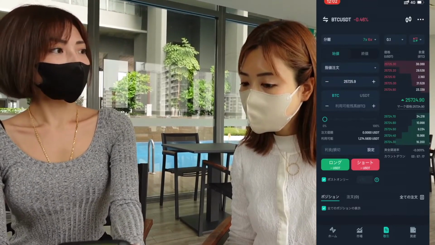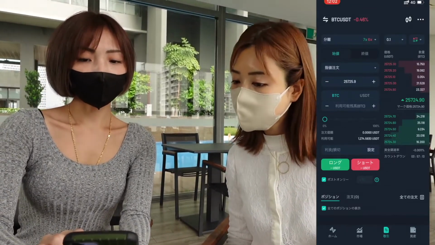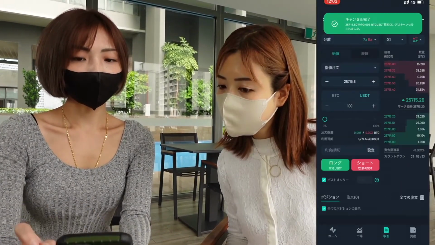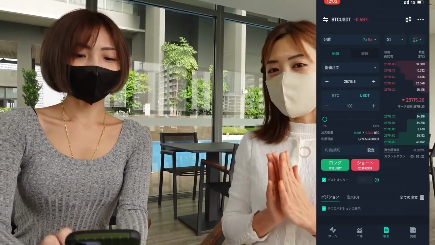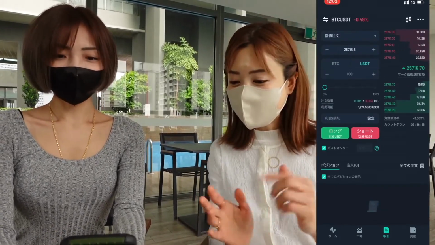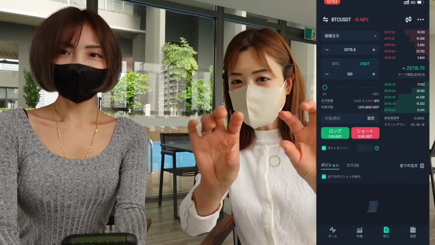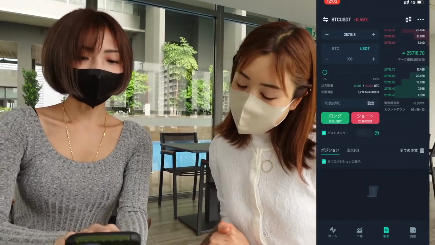I did not know that. It is an amazing point. I ordered by mistake because there is no... For example, here cancellation is complete. You should always put a check mark in the box for the limit value. I see. Everyone, please be sure to put a check mark in the post-only box under long short when you place a limit order.